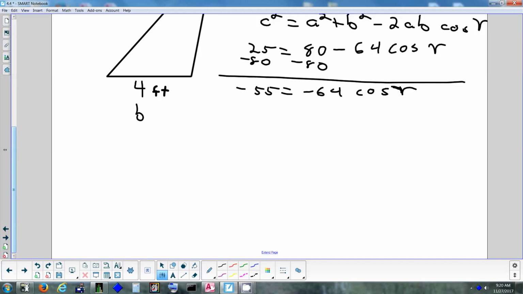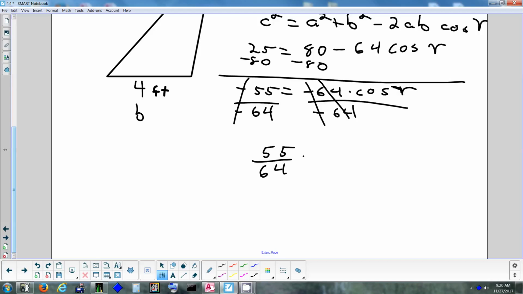Okay, the function we can't get rid of till the very end. But the negative 64, we can move to the other side. So on the right, you've got negative 64 times cosine. So what would be the opposite of times? Divide. You're going to divide each side by negative 64. That's going to cancel the negatives and the 64. Negatives are gone. Don't even worry about what 55 over 64 is. Just leave it. So 55 over 64 equals cosine gamma.